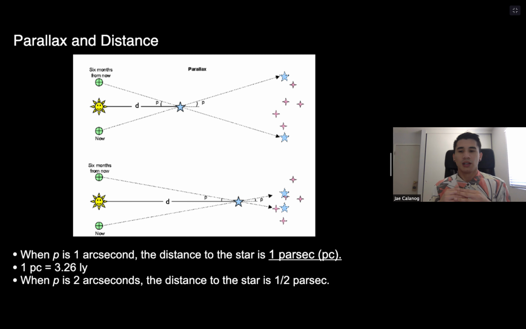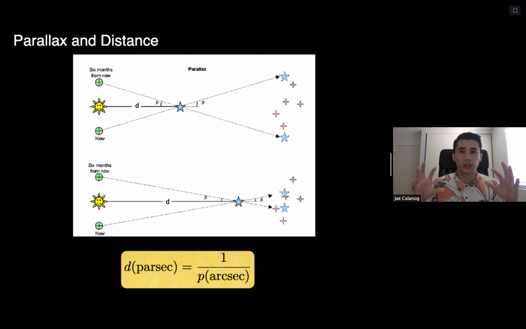Okay, so that means that when P is 2 arcseconds, the distance to the star is half of a parsec. Your parallactic angle got larger, so that makes sense that the star is actually closer to you. And so now we can combine this information and come up with some sort of mathematical expression to describe the distance in terms of the parallactic angle P.